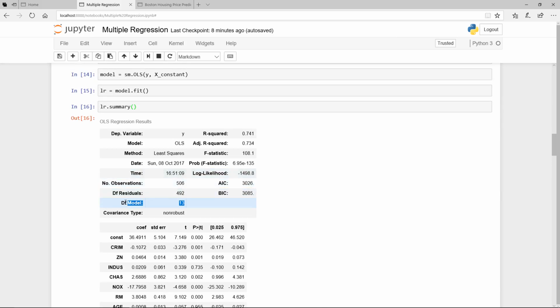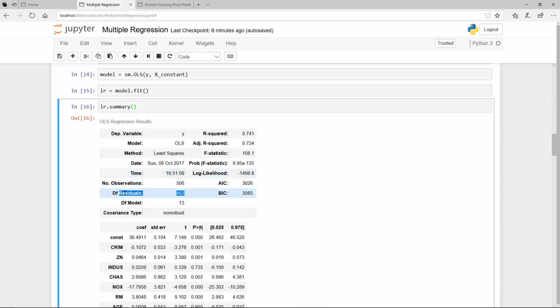So here the degrees of freedom of the model itself is 13. The degrees of freedom of the residuals is the number of observations less the number of parameters you use to estimate the model itself.